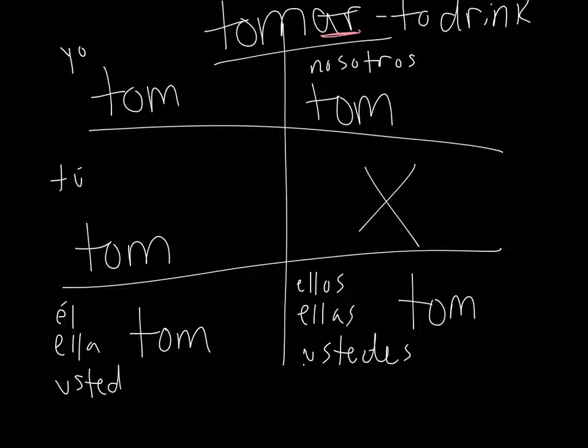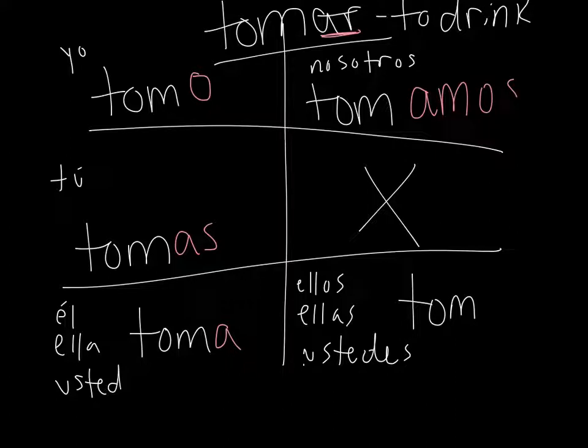In the yo box, you simply add an O. So it would be yo tomo. In the tú box, you simply add AS, tú tomas. In the él, ella, usted box, you simply add an A, toma. In the nosotros box, you add amos, which would be tomamos. And then in the ellos, ellas, and ustedes box, you simply put an, toman.